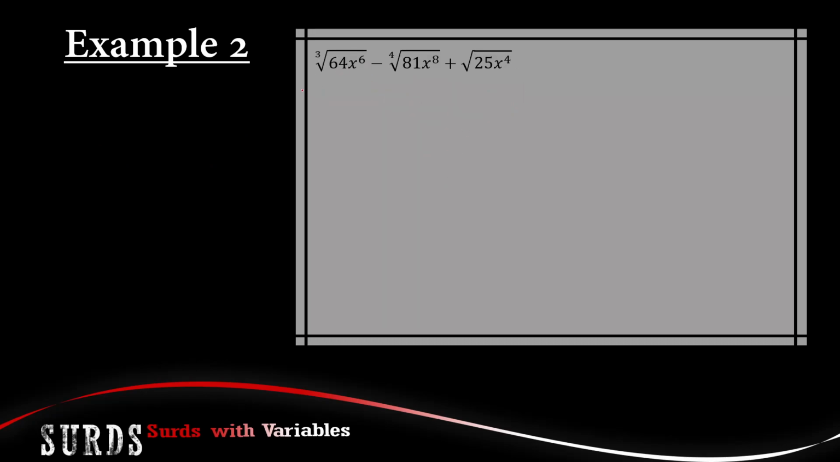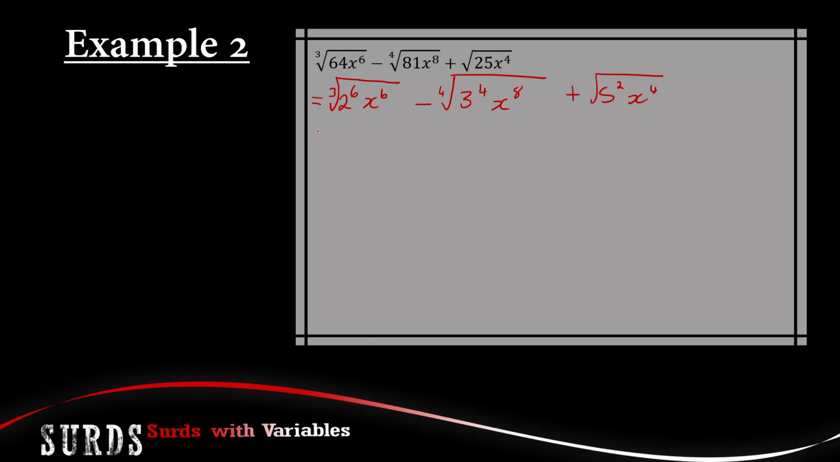Then for example 2, first of all, I'm going to just prime factorize. 64 is 2 to the power of 6, then x to the power of 6, and this is in a cube root, minus the fourth root. 81 is 3 to the power of 4, x to the power of 8. And 25 is 5 squared, x to the power of 4.